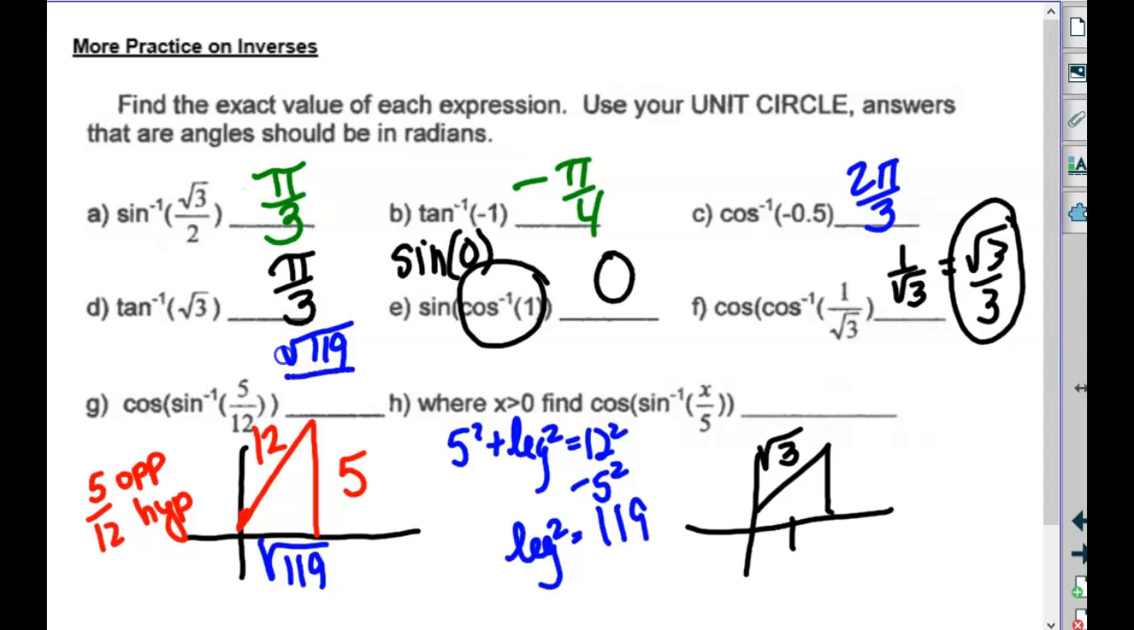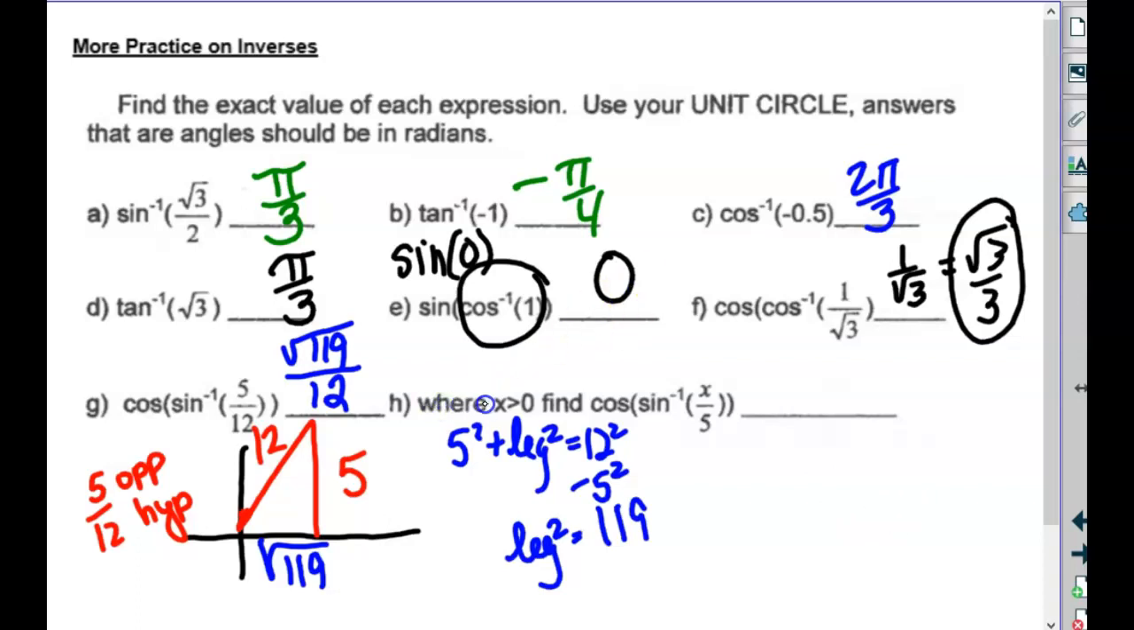Adjacent over hypotenuse? That could be on a quiz. Why? Well, I'm hoping you know Pythagorean theorem. All right.